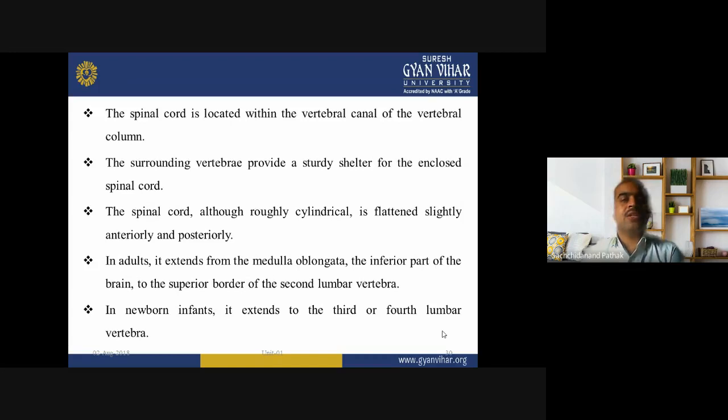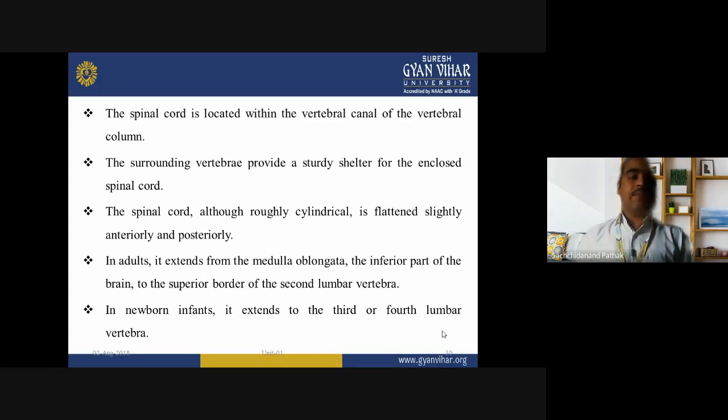The spinal cord is located within the vertebral canal of the vertebral column. Now, where is the spinal cord located? Spinal cord is located within the vertebral canal of a vertebral column. वर्टिब्रल कॉलम में जो वर्टिब्रल कैनाल्स हैं, हर एक वर्टिब्रा के बीच में जो जगह है, उसमें स्पाइनल कॉर्ड्स लोकेटेड होते हैं. Now the surrounding vertebra provide a sturdy shelter for the enclosed spinal cord. अब जो surrounding vertebra है, ये spinal cord को protection provide कर रहा है, shelter provide कर रहा है.